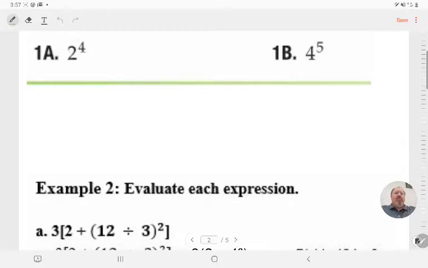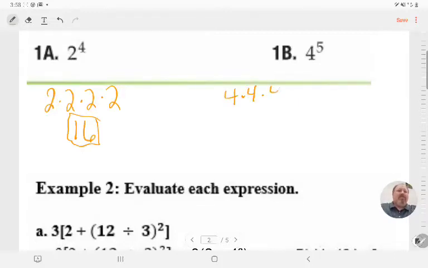Okay, so number 1, we have 2 to the 4th power. That would be 2 times 2 times 2 times 2. And when I multiply those out, 2 times 2 is 4, times 2 is 8, times 2 is 16. And that would be my answer. Then 1B, 4 to the 5th power, I would have 4 times 4 times 4 times 4 times 4. And then I simply just multiply those out. And when I multiply those out, you should have gotten 1,024.